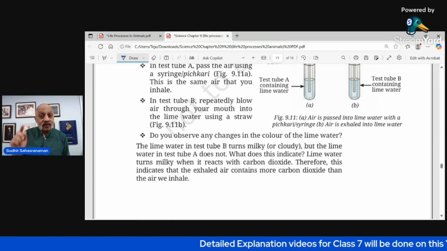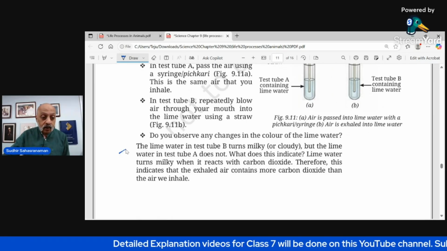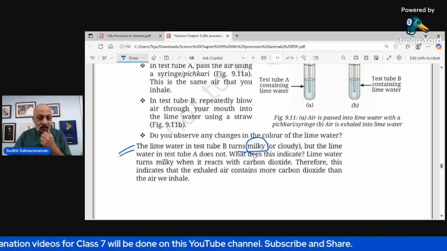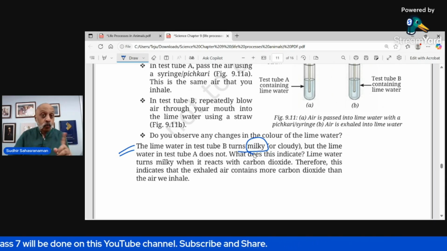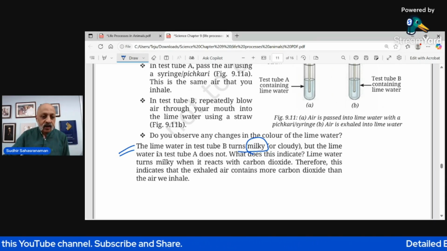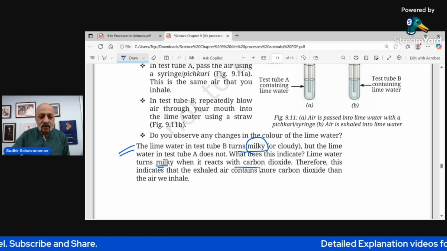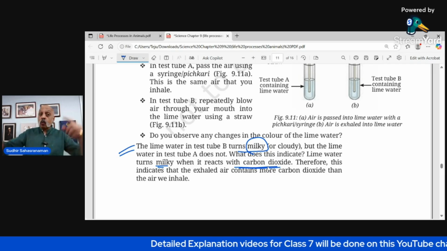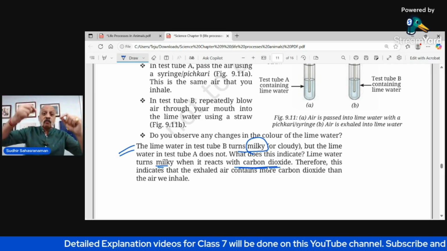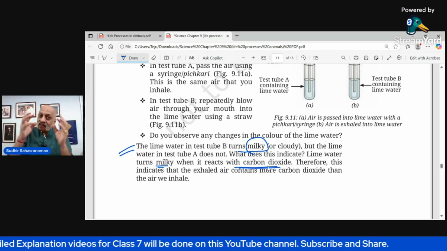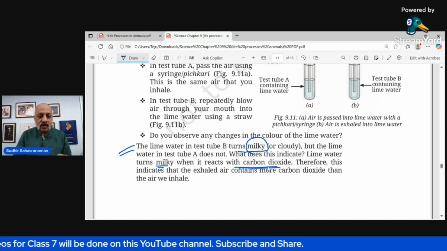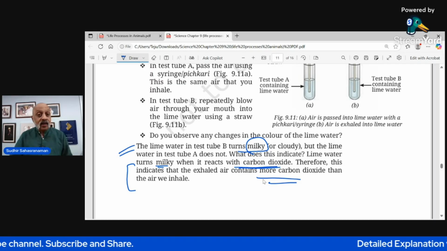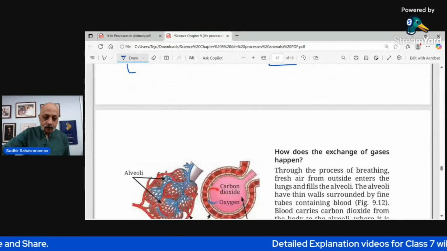What happens? The lime water in test tube B turns milky in color, but the lime water in test tube A does not change. What does it indicate? That lime water turns milky when it reacts with carbon dioxide, because you're exhaling carbon dioxide. Whereas in test tube A, you're putting fresh air, which has more oxygen and very little carbon dioxide. So it indicates that the exhaled air contains more carbon dioxide than the air we inhale.